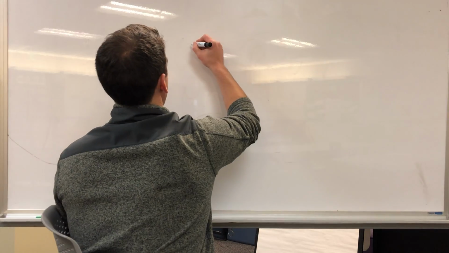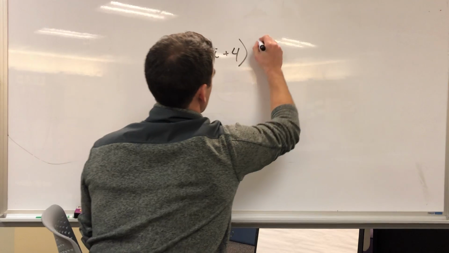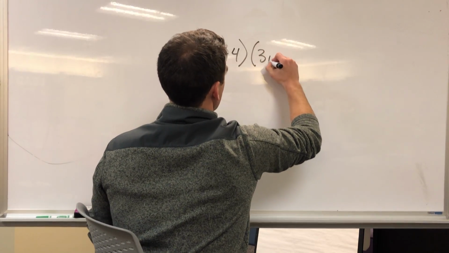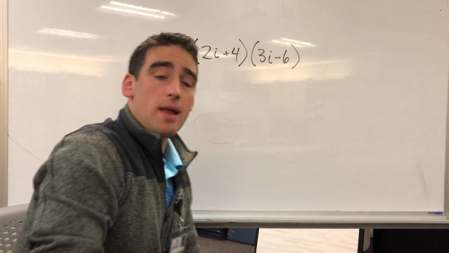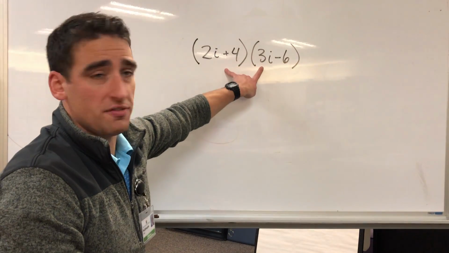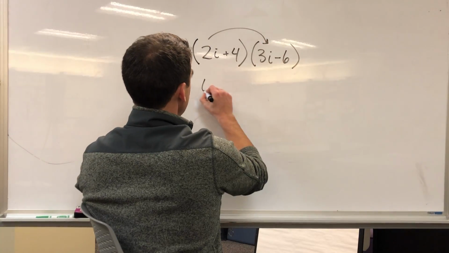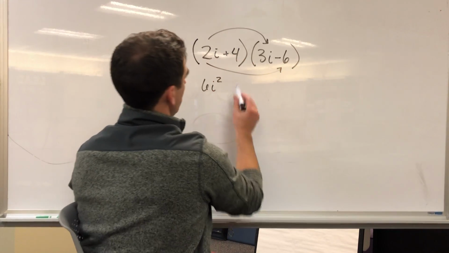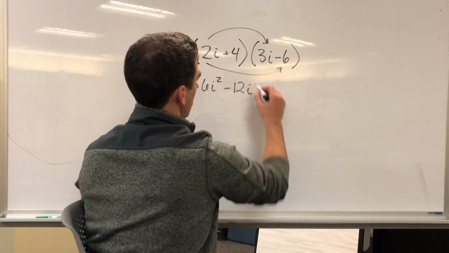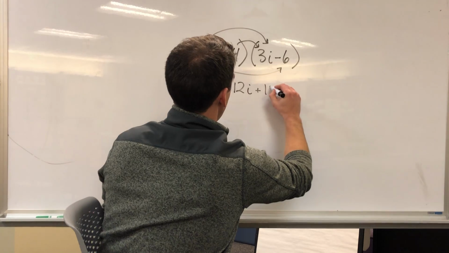Okay, so now let's imagine that we do something different this time. So let's have 2i plus 4 times 3i minus 6. So what a lot of people are forgetting to do in this situation is that you need to FOIL this. So first is going to be 6i squared. Outer is going to make negative 12i. Inner is going to make positive 12i.